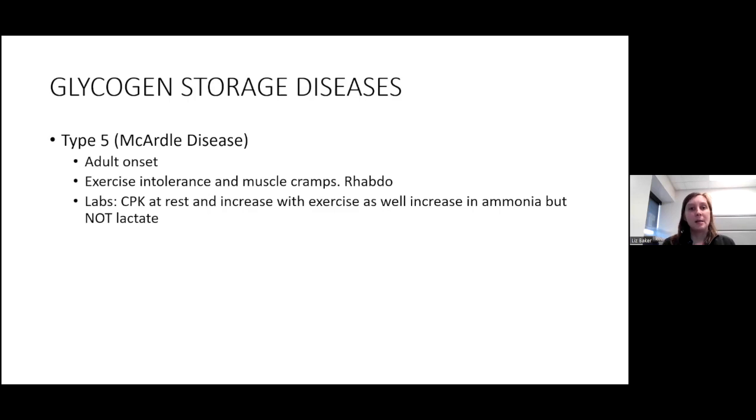The last glycogen storage disease I'll talk about is type 5 or McArdle disease, which is an adult onset disorder. They have exercise intolerance and muscle cramps that can lead to rhabdo. The labs will show elevated CPK at rest, an increase with exercise, as well as an increase in ammonia, but not lactate, which is abnormal compared to what we see in other patients that don't have this disorder.